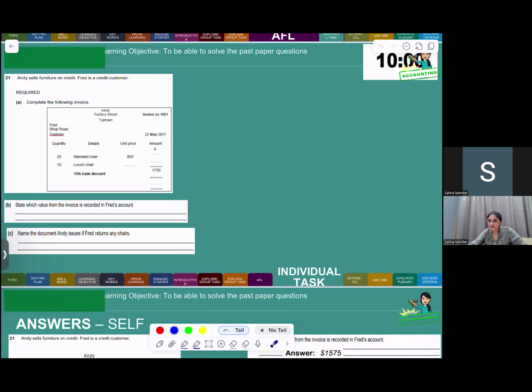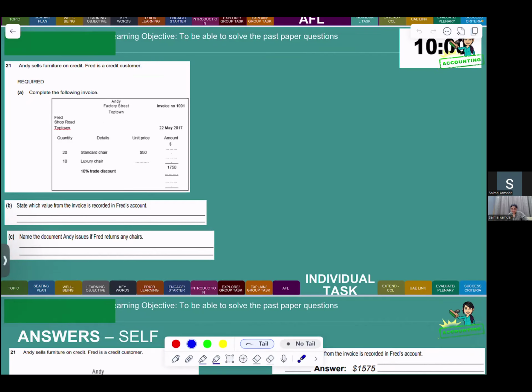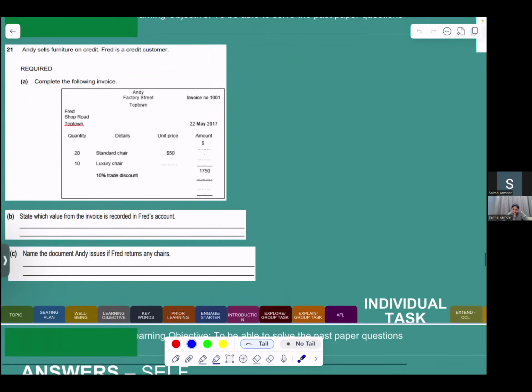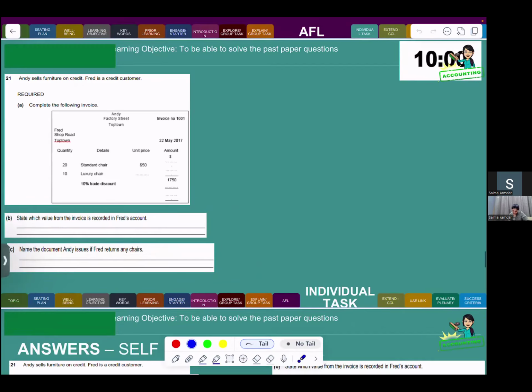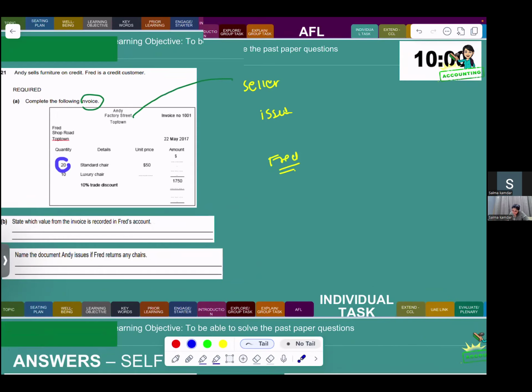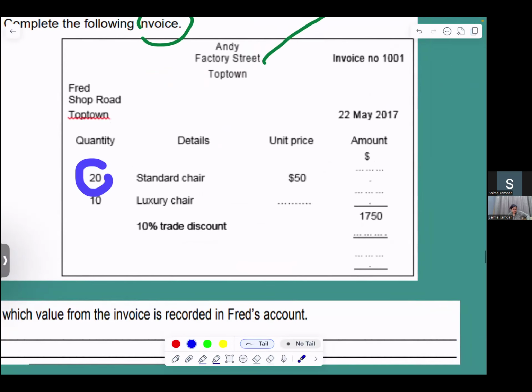If we look at the next question, the next question says, Andy sells furniture on credit. And this is a copy of the invoice. That means Andy is my seller. He has issued the invoice to Fred. He sold 20 chairs at 50 each. So the amount would be 20 into 50, which makes it 1,000.